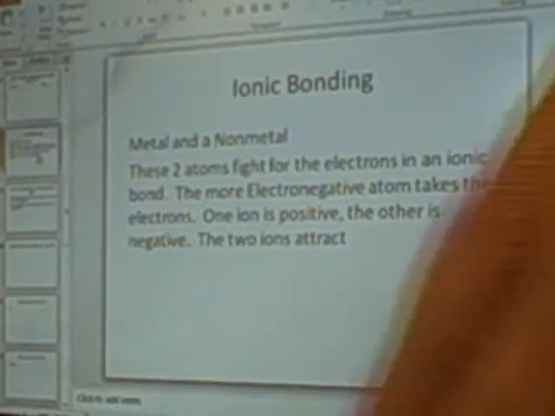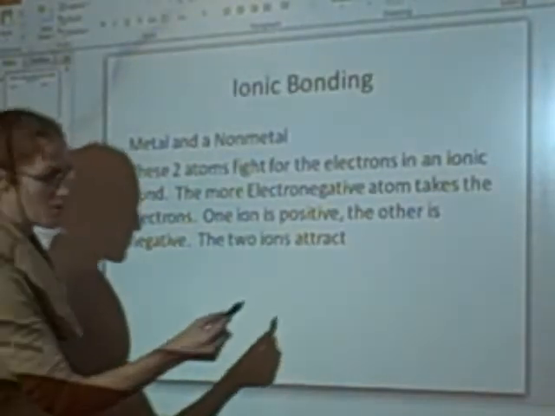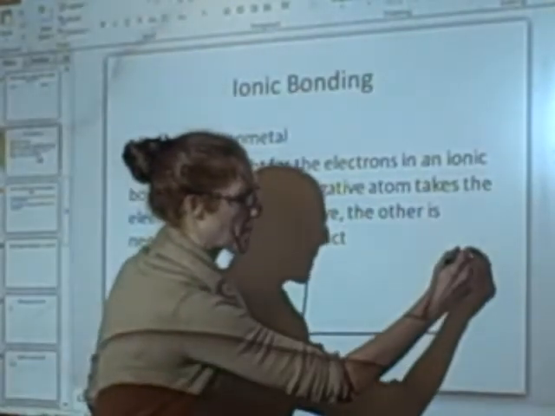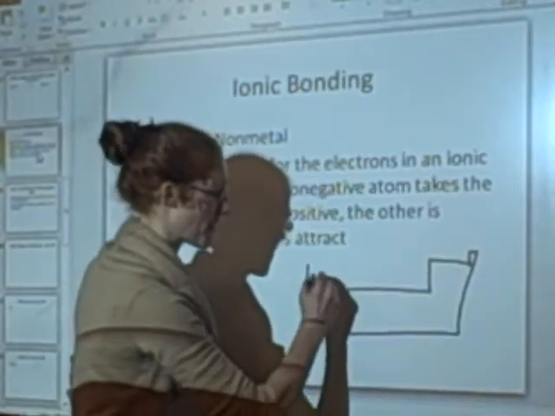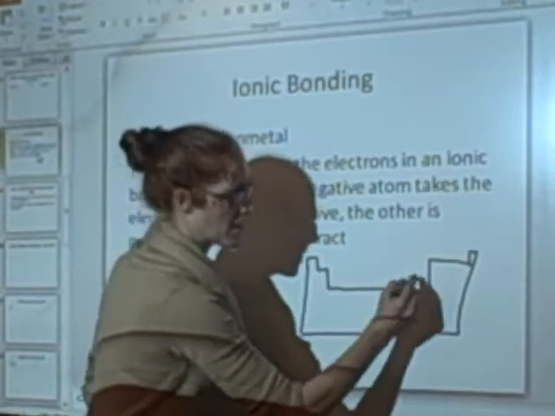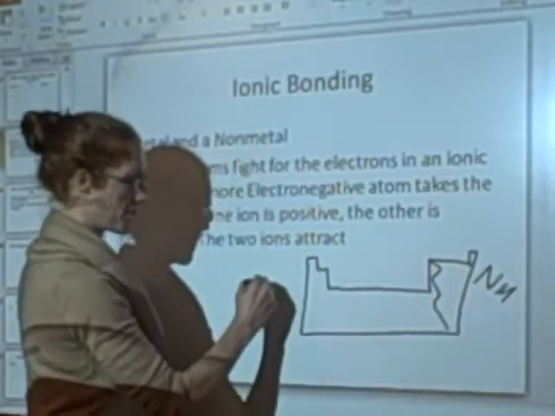Okay. Ionic bonding is when you have a metal and a non-metal. And so that's like when you're looking at the periodic table. And we know we have that little jagged line that separates the metals from the non-metals. Kind of like that. You have your non-metals over here. You have your metals over here.